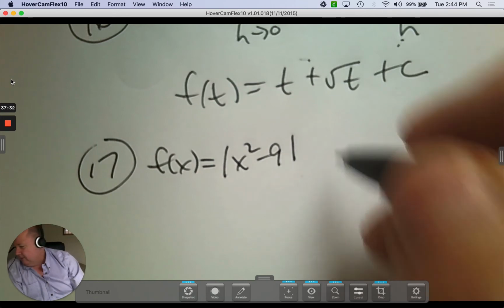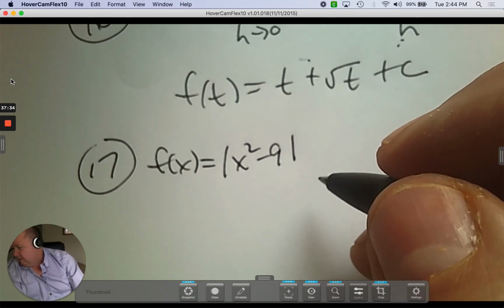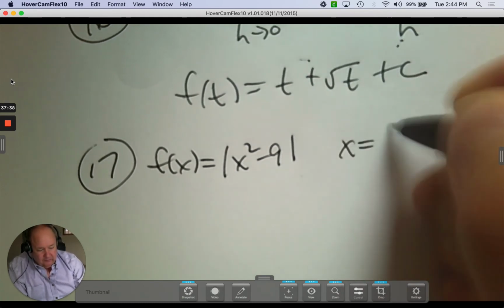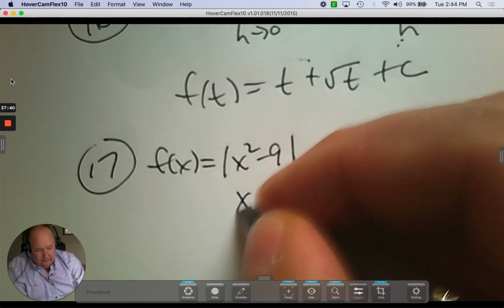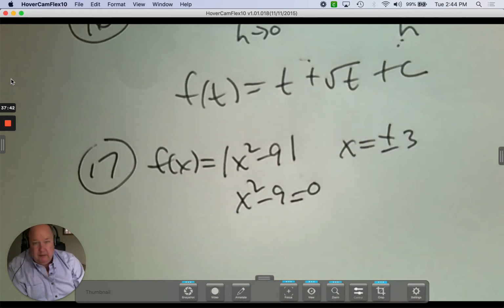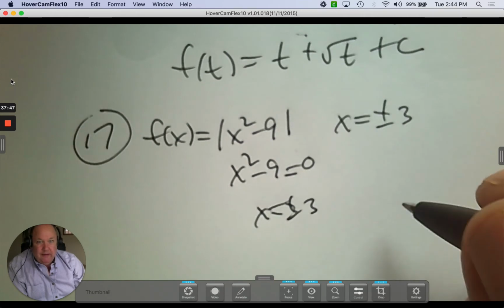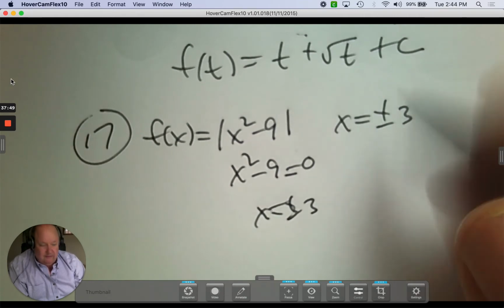What would be number 17? Oh, at positive 3 and negative 3. So when x equals positive or negative 3, so if I take this and make it equal to 0, that's the answer you get. Why is that bad? Because there you have corners.